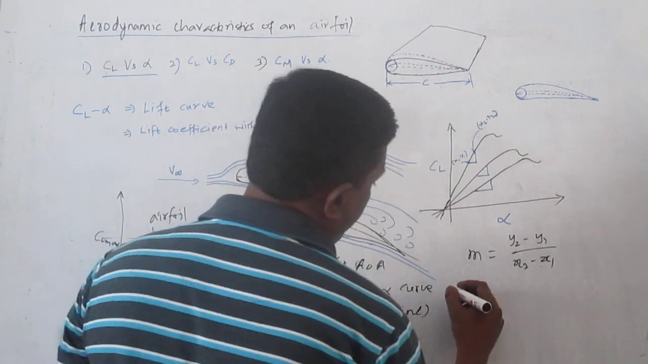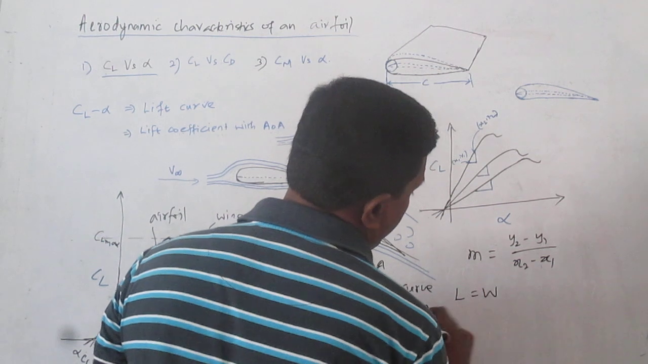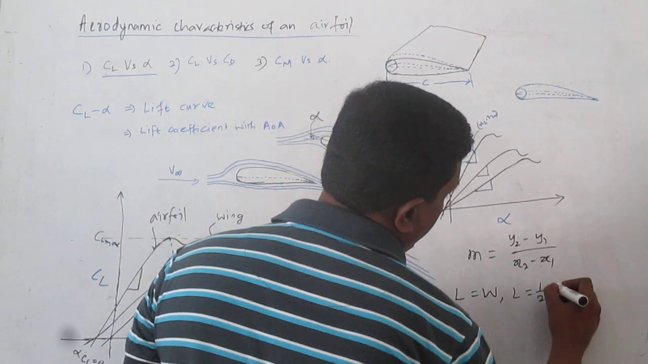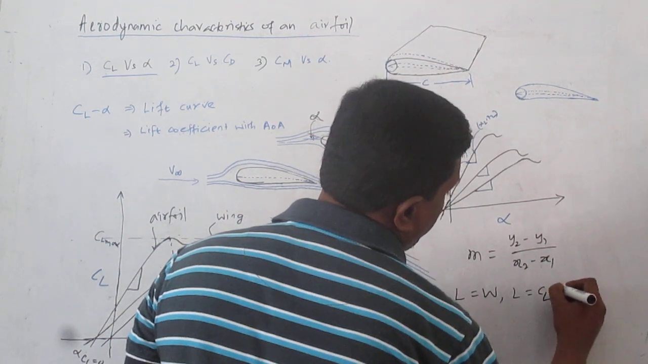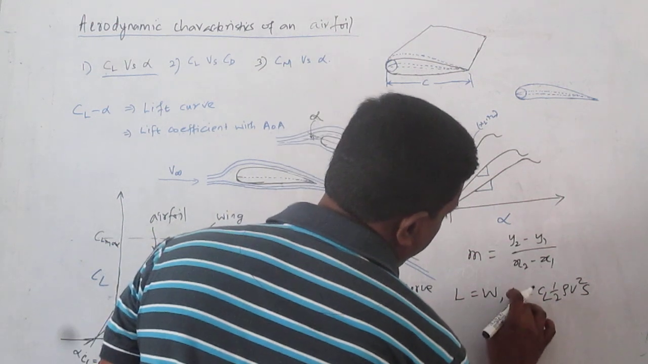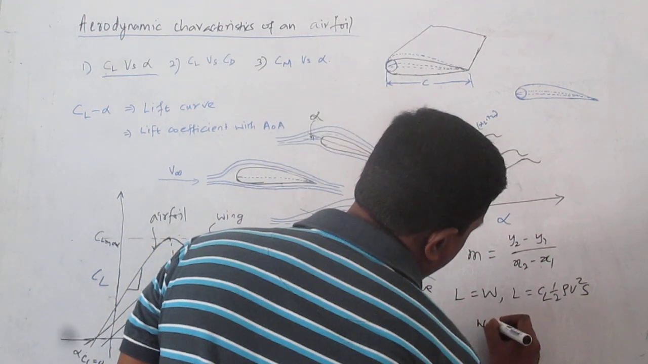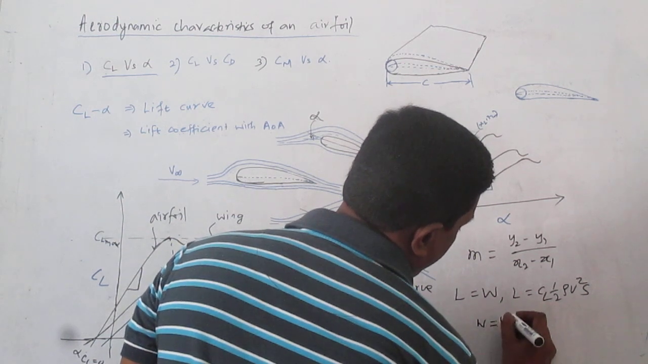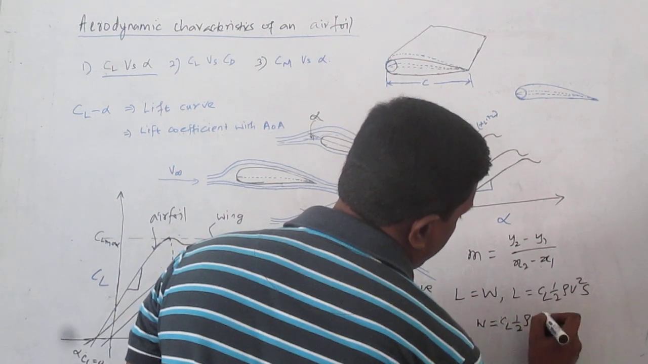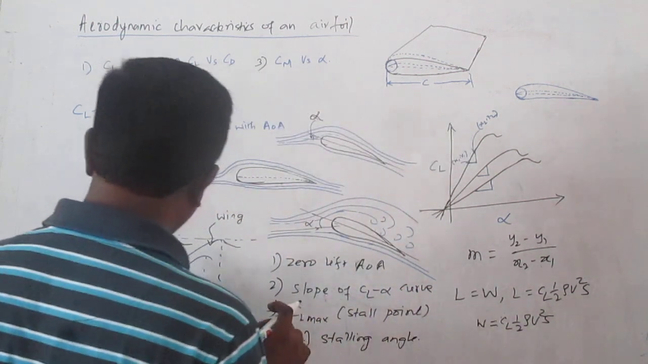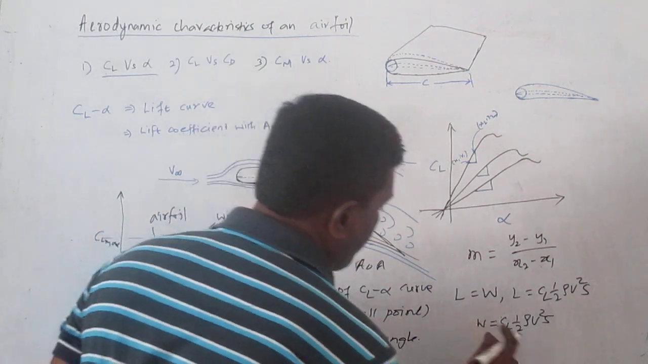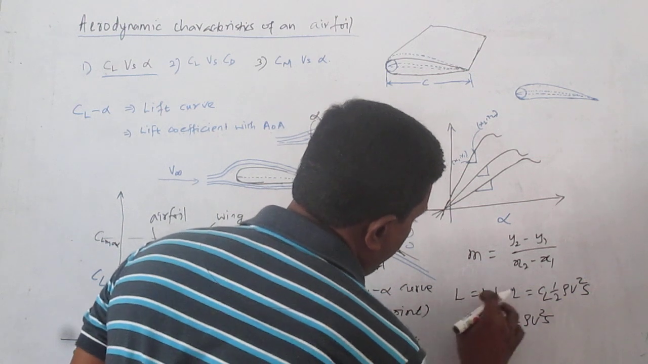Generally, in the equilibrium condition or steady level flight, we say lift equals weight. Lift is generally equal to CL into half rho V square S. So replacing L with W, W equals CL into half rho V square S. For the maximum CL condition, the lift becomes equal to the weight.